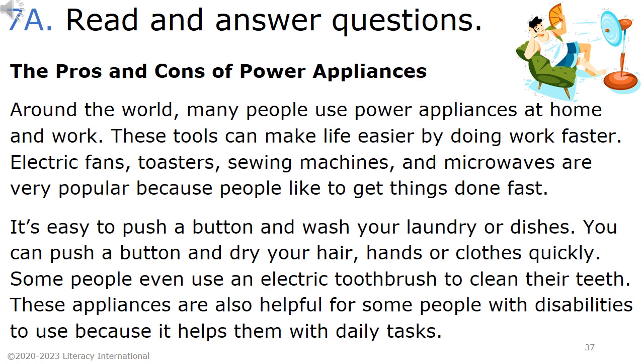It's easy to push a button and wash your laundry or dishes. You can push a button and dry your hair, hands, or clothes quickly. Some people even use an electric toothbrush to clean their teeth. These appliances are also helpful for some people with disabilities to use because it helps them with daily tasks.